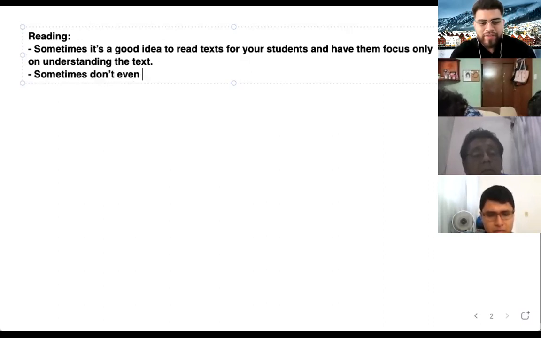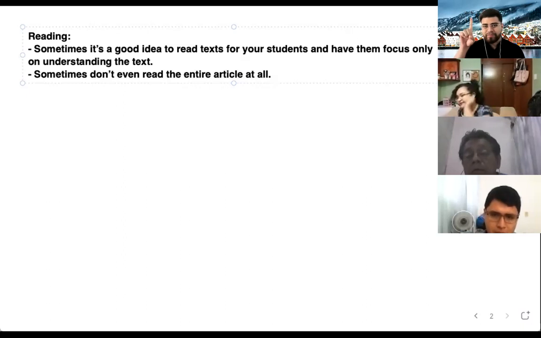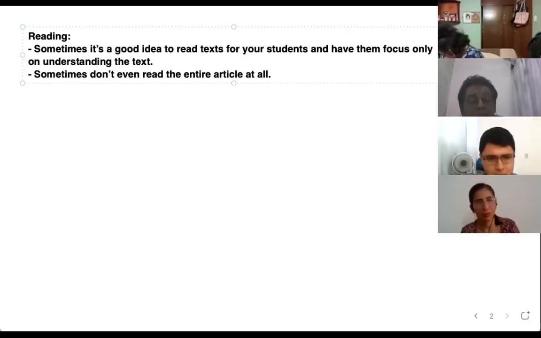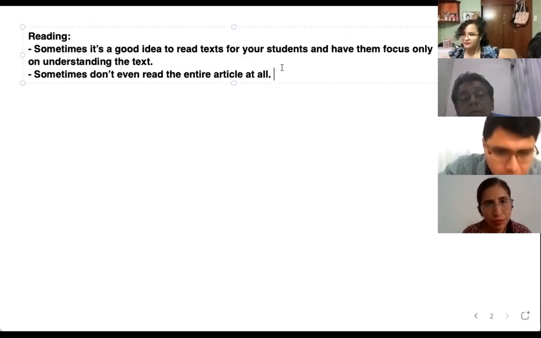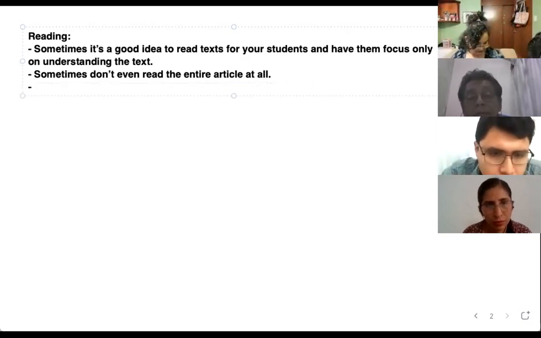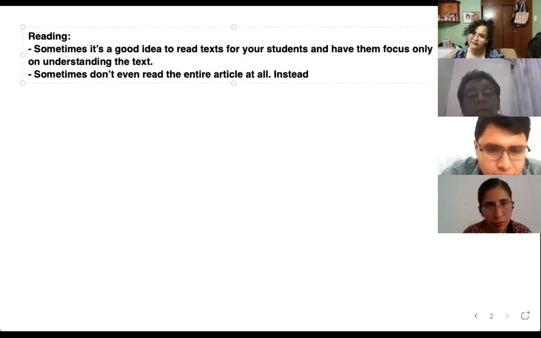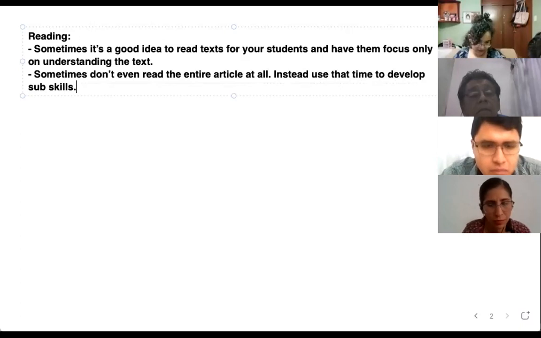Sometimes don't even read the entire article at all. How much time do you have in your classes? 50 minutes, 1 hour, 1 hour 10 minutes, 1 hour 50 minutes. That's nothing, right? It's really difficult to give a good class with 50 minutes. Now, with 50 minutes, I wouldn't read the entire article. I would not read it for my students, or my students would not read it either. Because I would prefer to use that time to develop sub skills.